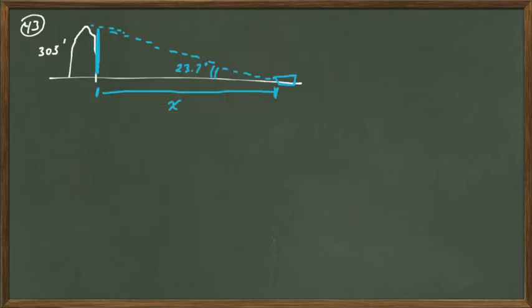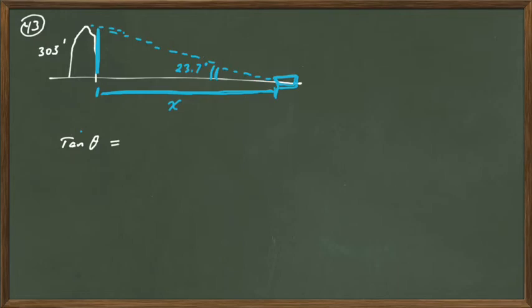Okay, you have the Statue of Liberty, and it's 305 feet tall. You have a ship out here in the ocean, and the angle of elevation to the top of the statue is 23.7 degrees. How far is the ship from the base of the statue? In other words, x. So I believe I would want what trig? That'd be adjacent and opposite. Adjacent and opposite kind of suggests to me to use tangent.